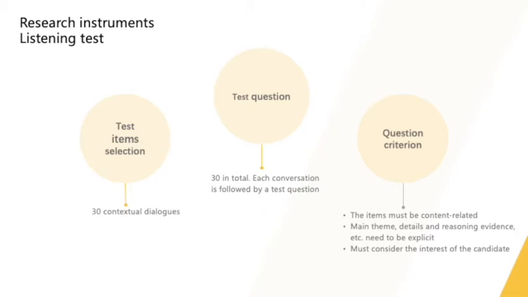In regard to the question criteria, the items must be content related. The problem cannot be answered using common sense or prior knowledge without first listening to and understanding the dialogue. And these items are for understanding the information, which is a different thinking process, so the main theme, details, and reasoning evidence need to be explicit. The subject of each dialogue must consider the interest of the candidates as much as possible.